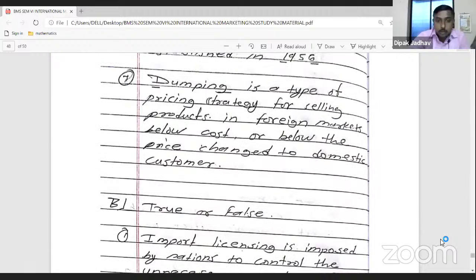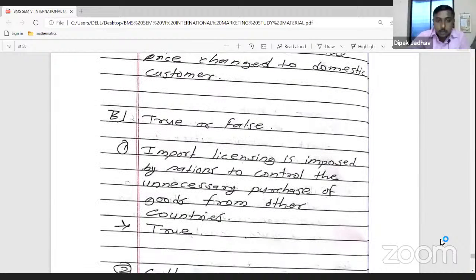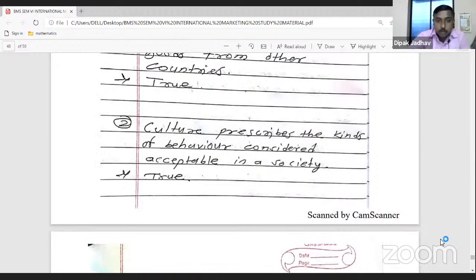Culture has a kind of behavior that is considered acceptable by the society. True. Cultural characteristics that may apply to all cultures are called universals. Actually, it is false, because when we study culture, more specification is required.